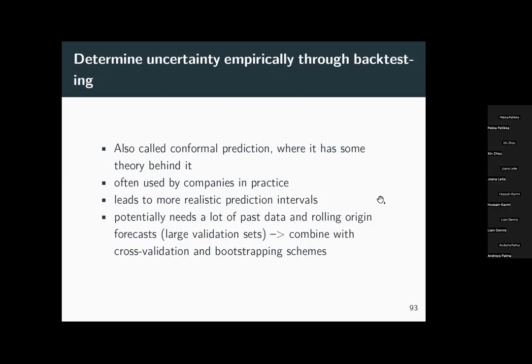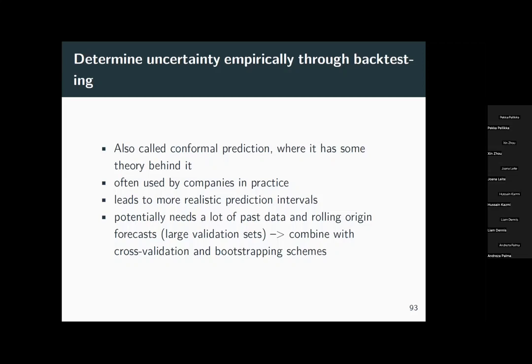Now, determining uncertainty empirically through backtesting. That's an interesting one. My understanding is that this is really the same thing as conformal prediction, right? Conformal prediction obviously puts some theory behind it. It has been used by companies in practice for a long time. It leads to more realistic prediction intervals.